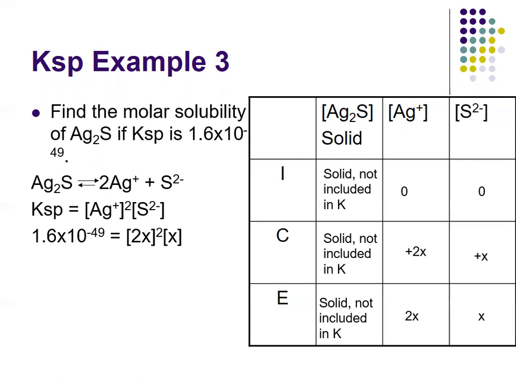So how would I simplify the right side out? We know the left side is still 1.6 times 10 to the negative 49. What would the right side simplify into? 4x cubed. I need to distribute the square to the 2 and the x, so 4x squared times x is 4x cubed. Now I need to divide each side by 4, correct? So 4 times 10 to the negative 50. Now, how would I solve this one in my calculator?